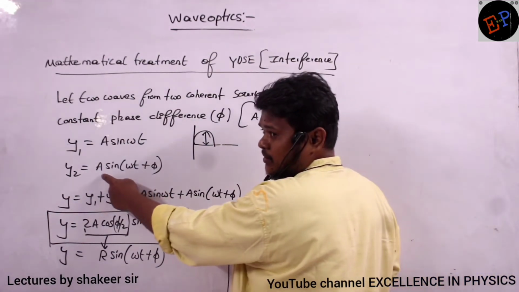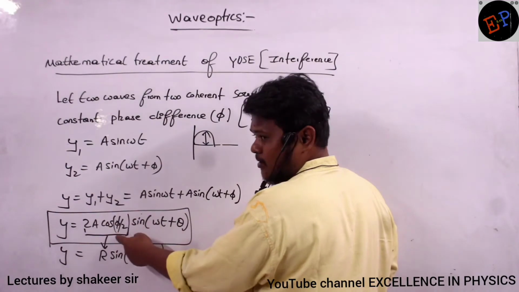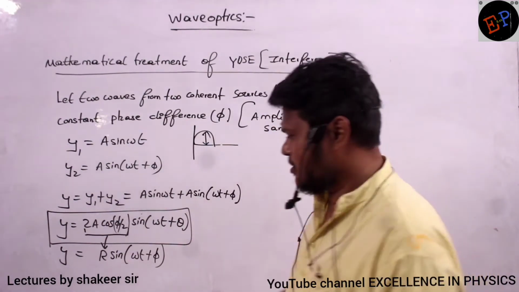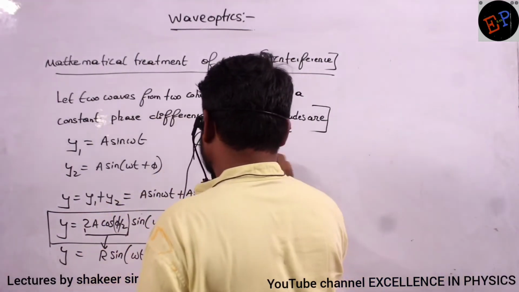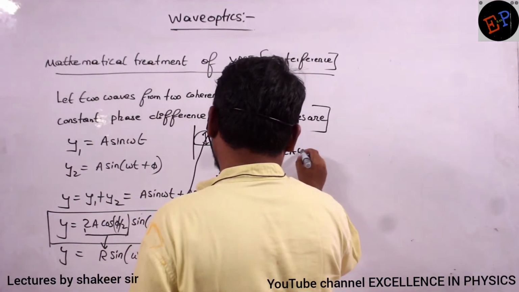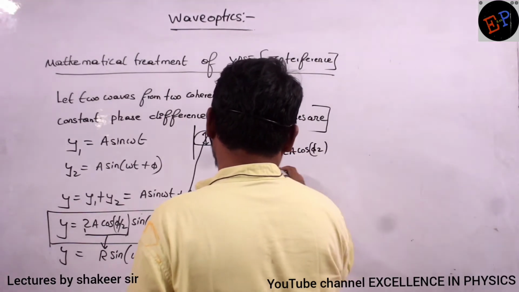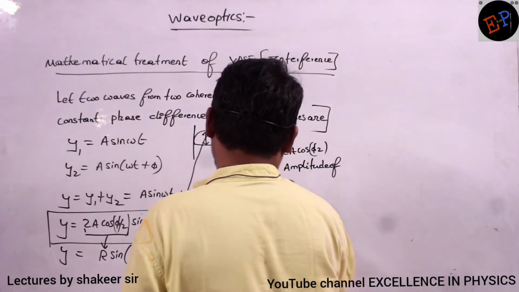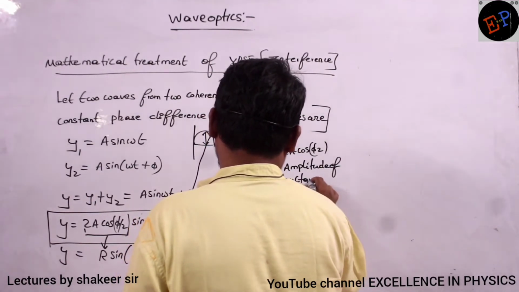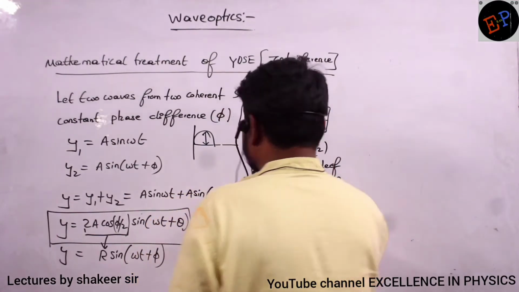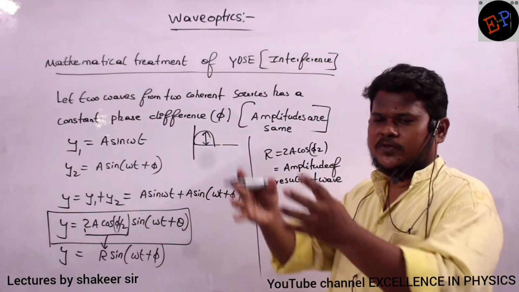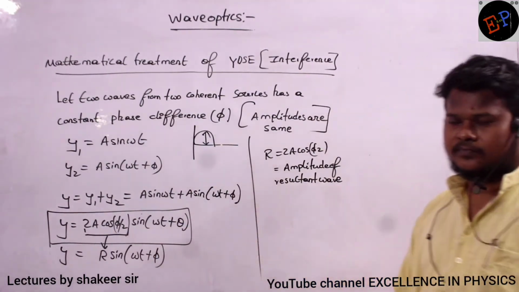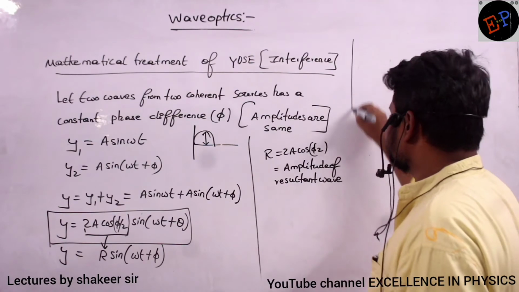Here a is the amplitude, and here it is the amplitude of the resultant wave. Are you able to understand? So I write R here: R is equal to 2a cos(phi/2). This is the amplitude of the resultant wave. Clear? So when two waves superpose and meet at one point, the resultant amplitude is given by this equation. Now let us see the importance of this equation.